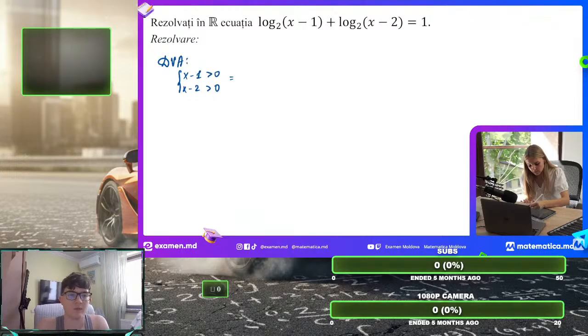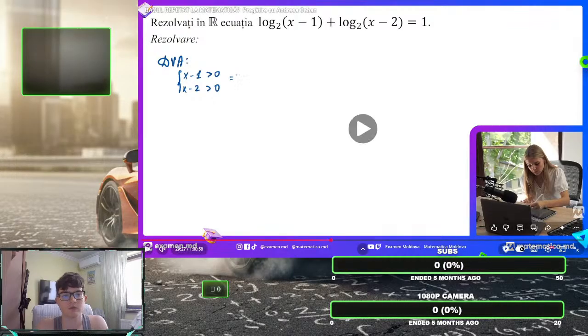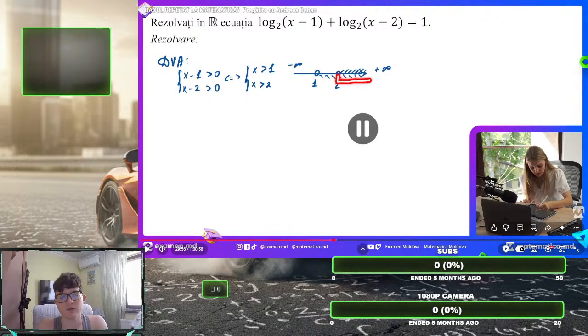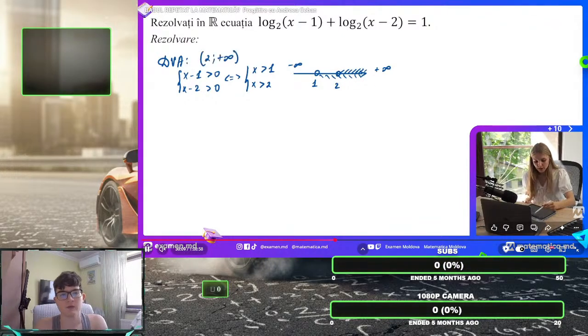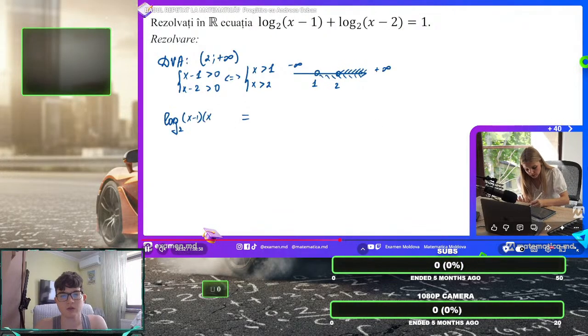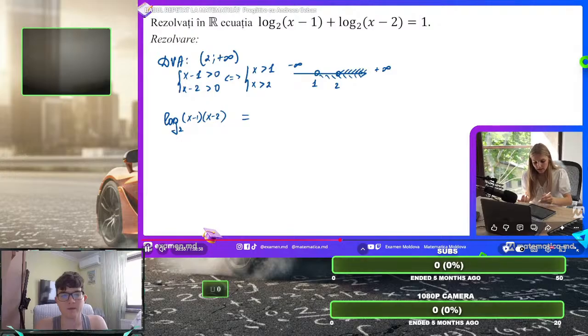Now the first thing will be x bigger than 1, and the second one x bigger than 2, right? Okay, now on the graph, place 1 and 2. Basically the values overlap from 2 till plus infinity, with normal parentheses. That is our domain right here. Now, let's see the property. Okay, so yeah, I was right.